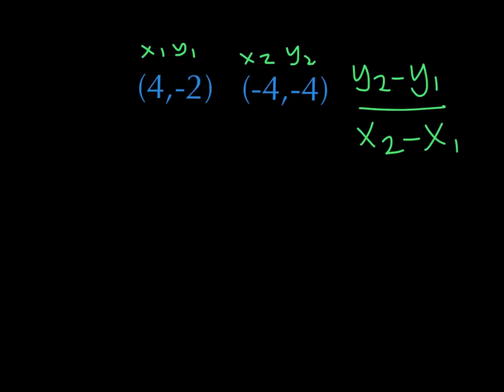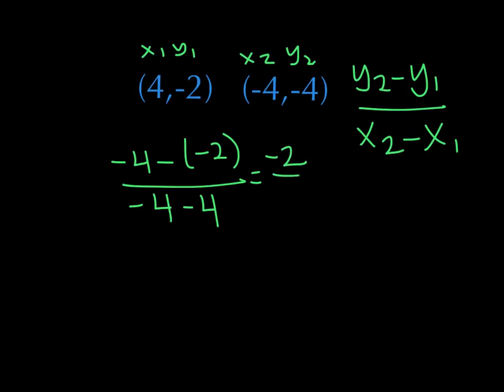And I just go ahead and plug these points into my formula up here. So y2, -4, minus, don't forget to bring over that minus sign, y1, which is -2, over x2, -4, minus x1, which is minus positive 4. -4 minus -2 changes to -4 plus 2, which will give you -2 over -4 minus 4 gives us -8.